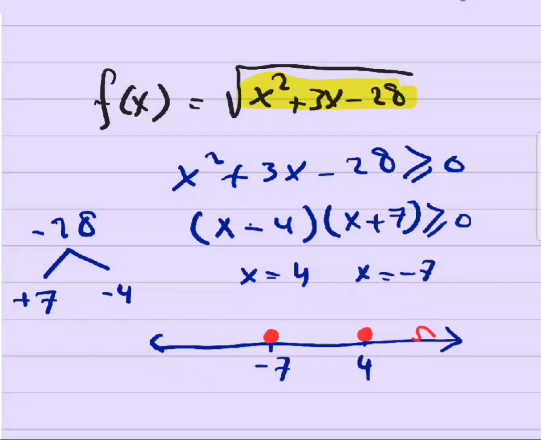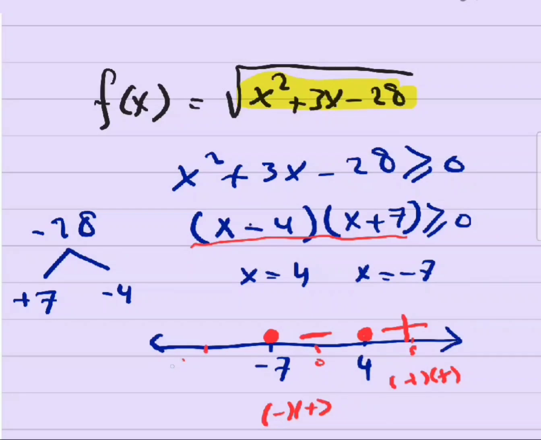If we pick a number that's greater than 4, like 5, and if we plug it into this expression, will it be positive or negative? Well, if we plug in 5, 5 minus 4 is a positive number, and 5 plus 7 is a positive number. When you multiply 2 positive numbers together, you're going to get a positive result. Now, if we pick a number between negative 7 and 4, let's say 0, and plug it in, 0 minus 4 is negative, 0 plus 7 is positive. A negative number times a positive number is a negative number. So if we choose any number in this region, it's going to give us a negative result.